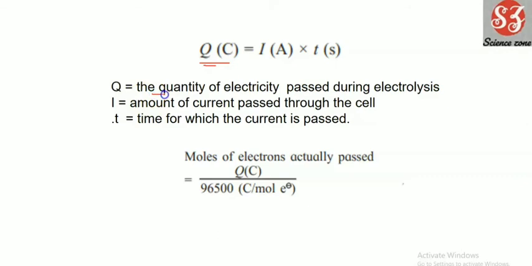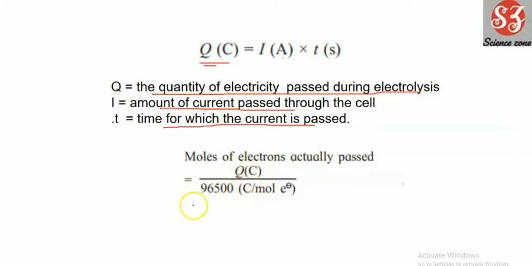So whenever you need to determine the quantity of electricity passed during electrolysis, you need to multiply the amount of current passed by the time for which that current was passed. So you will get the quantity of electricity passed, and remember the units: it is coulomb, here ampere, here seconds. Next is moles of electrons actually passed. So how many moles of electrons you passed is equal to Q upon 96500, that is F.